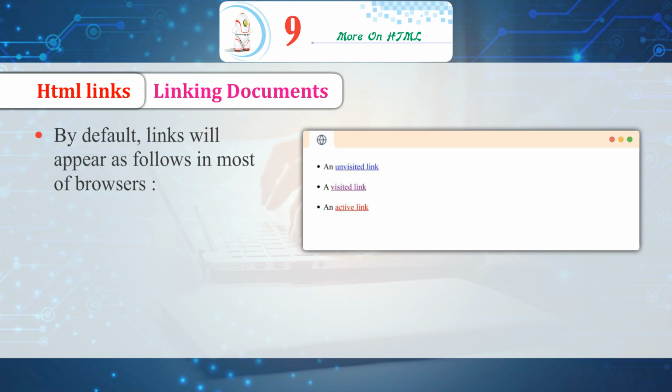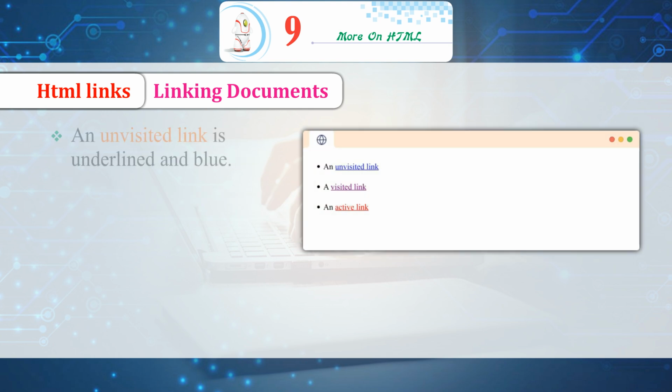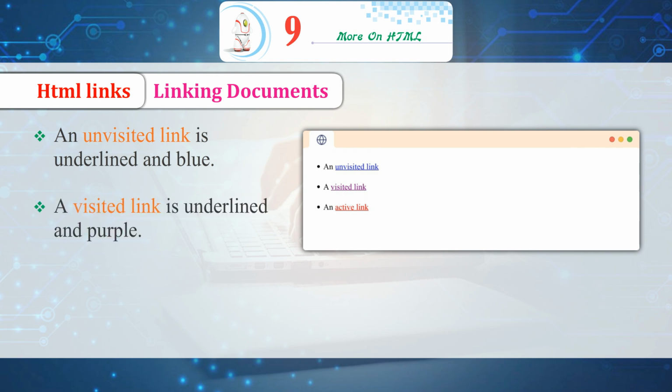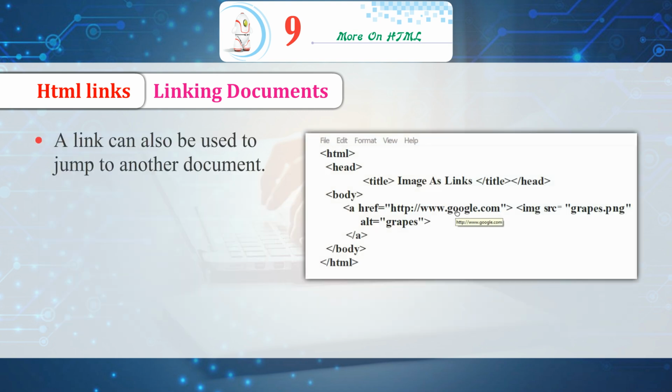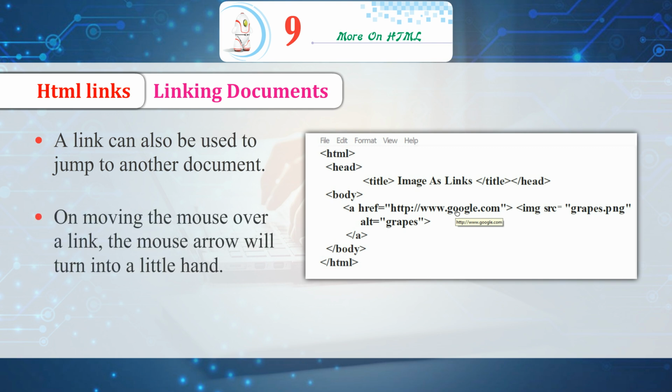close anchor tag. By default, links will appear as follows in most of the browsers. An unvisited link is underlined and blue. A visited link is underlined and purple. An active link is underlined and red. Example: a link can also be used to jump to another document.